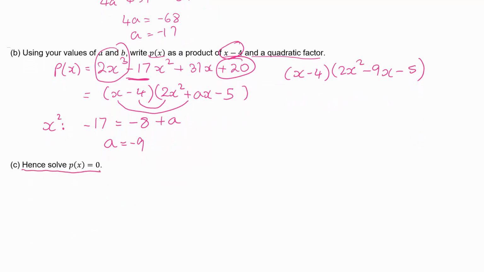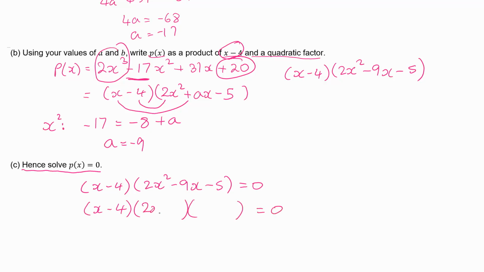Hence solve p of x equals 0. So we have x minus 4 times 2x squared minus 9x minus 5 is equal to 0. So that's x minus 4. Whichever way you like to factorize these quadratics, I think what we need is a 5 there and a 1 there, and a minus here and a plus there, and it does it. And then we can see that x is going to be 4, 5, or we want that one to be 0, x needs to be negative 1/2.